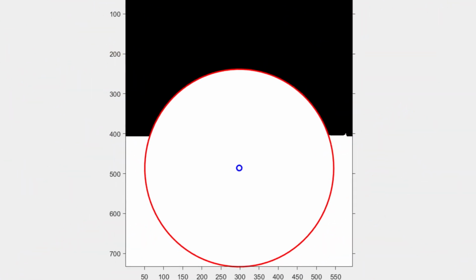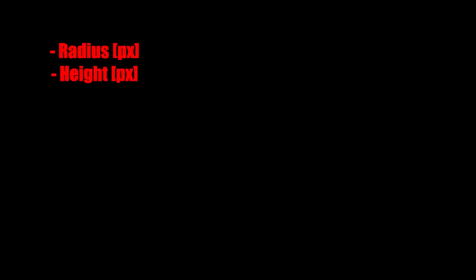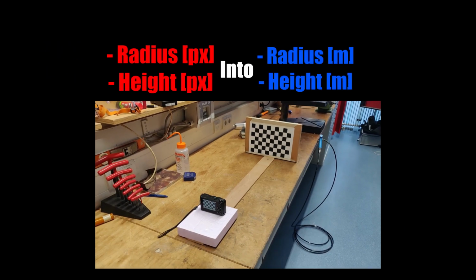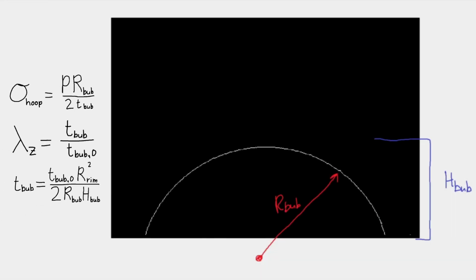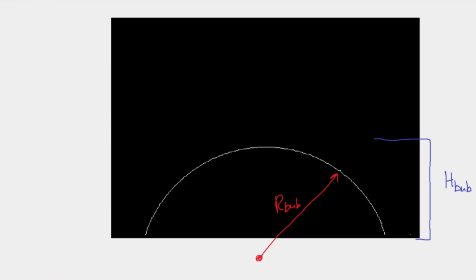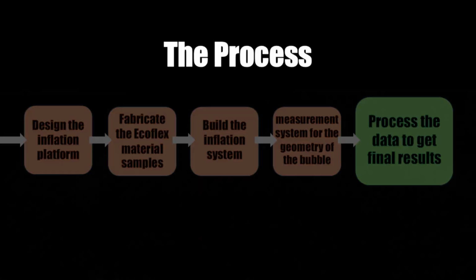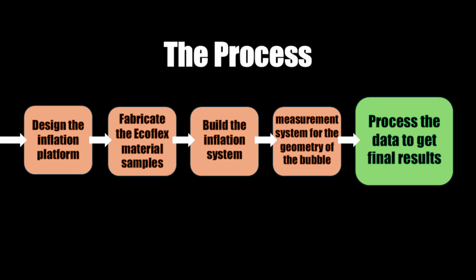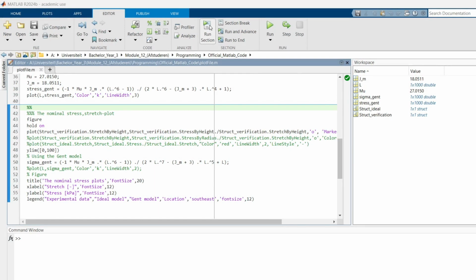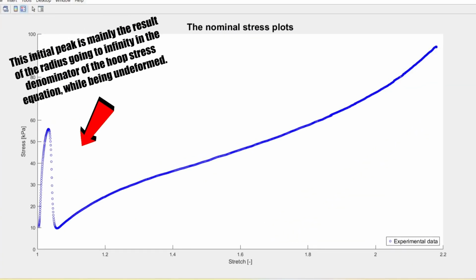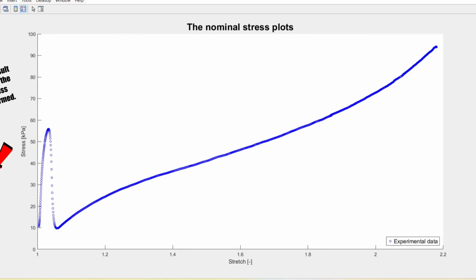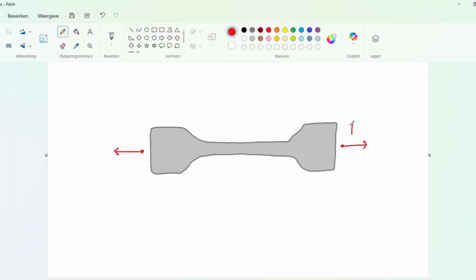Now, with the radius and the height known in pixels, I could translate it to physical dimensions using the resolution I got from the checkerboard calibration, which I needed to find the stress and the stretch of the bubble during inflation, meaning I finally have everything I need. The last part of my research was to combine all this gathered data to obtain the material parameters of Ecoflex 30, my end goal. First of all, the experimental data was used to find the stress-stretch relation of Ecoflex 30 under bubble inflation, which is shown in the curve here. This graph already shows how the applied force is related to the deformation of Ecoflex 30.